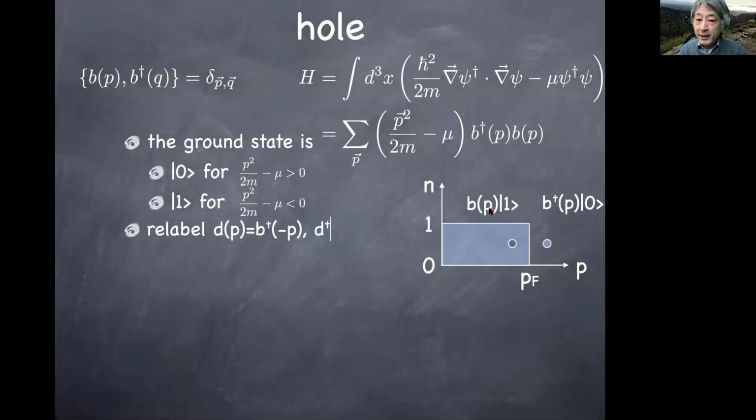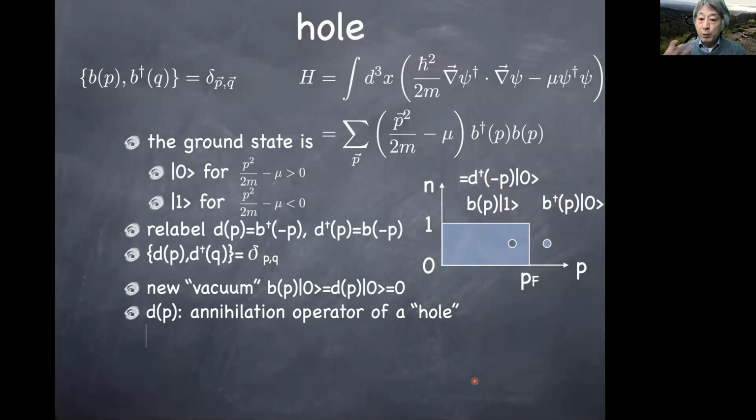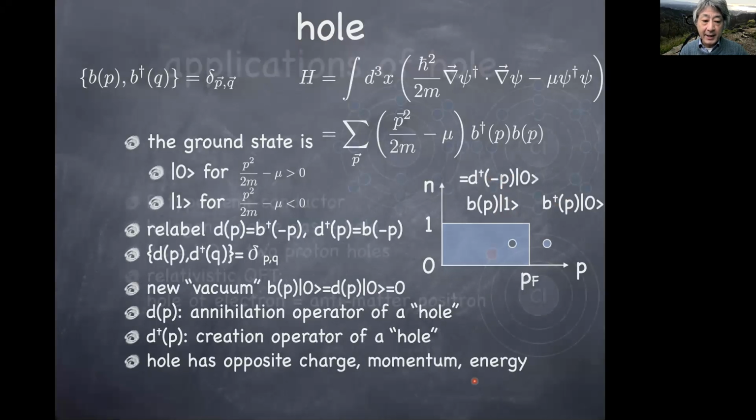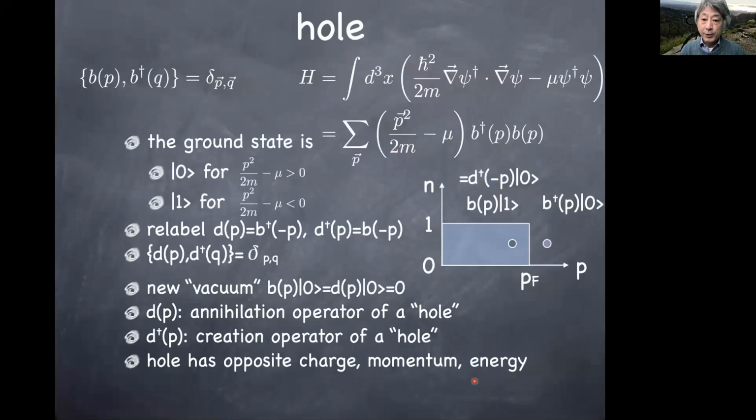Okay, so removing an electron out of this Fermi degenerate sea is the same thing as creating a hole of momentum minus P, because the whole system now loses the momentum P, which is the same thing as adding the momentum minus P. So that's the idea of a hole. And that actually turns out to be very useful when you think about atoms and nuclei. I'll come back to those examples in a moment.